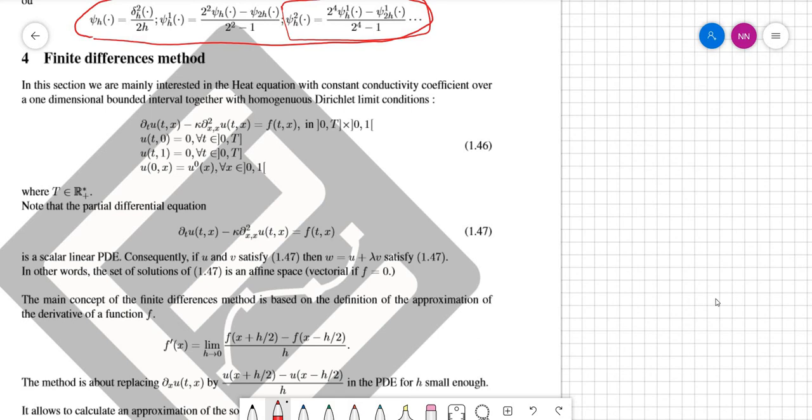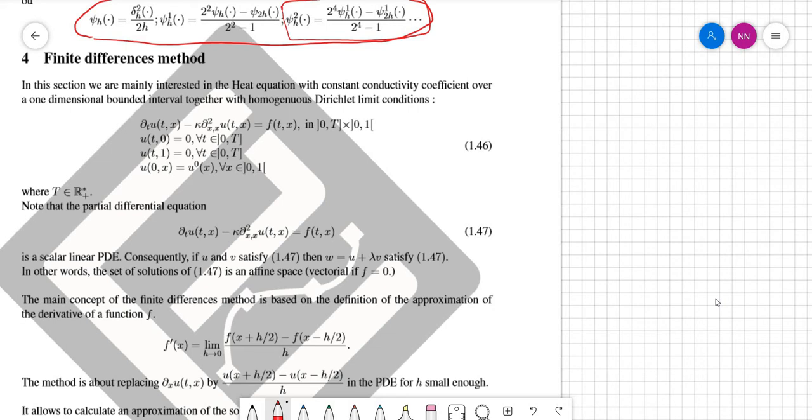Hi again. So we're going to talk in this part about the finite differences method. We need to make a very detailed introduction and then extend the explanation a bit before we go into the details of the course. In fact, the idea is to find a solution to a partial differential equation.